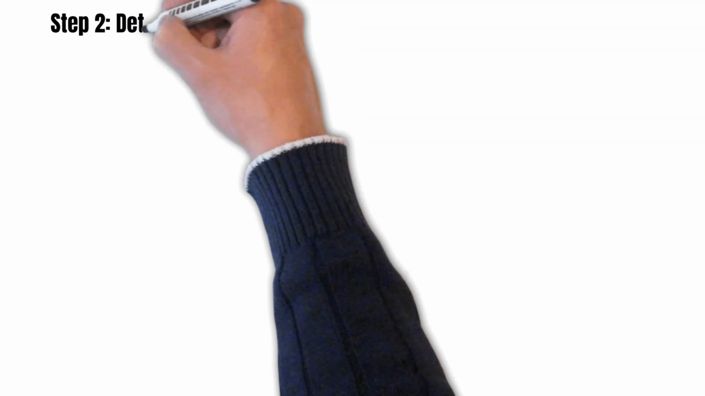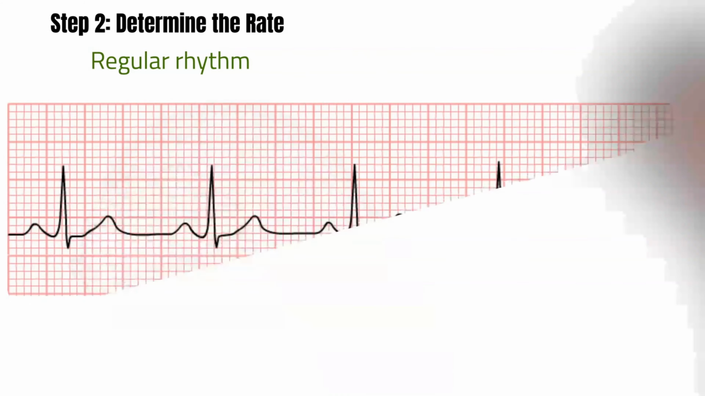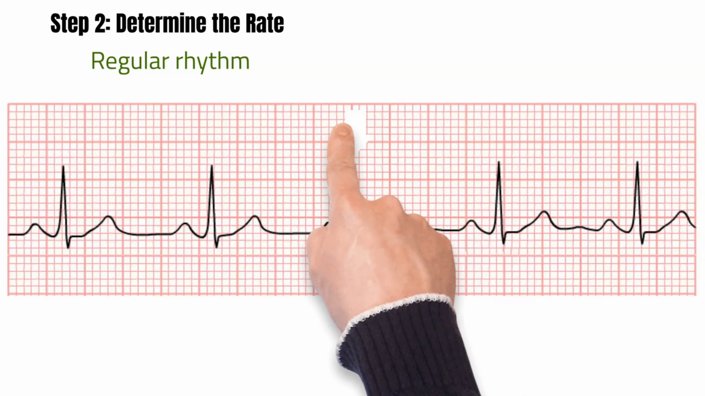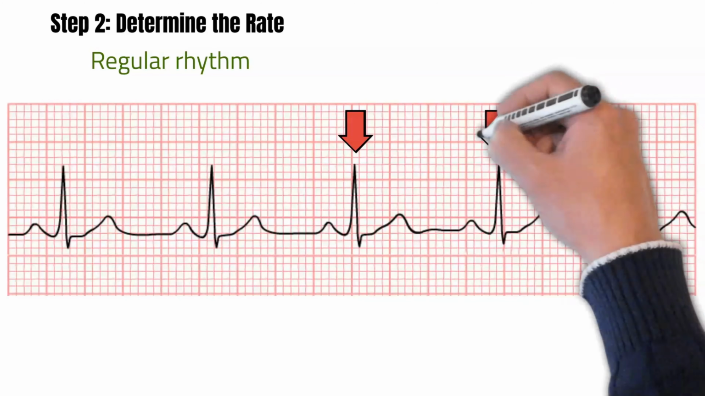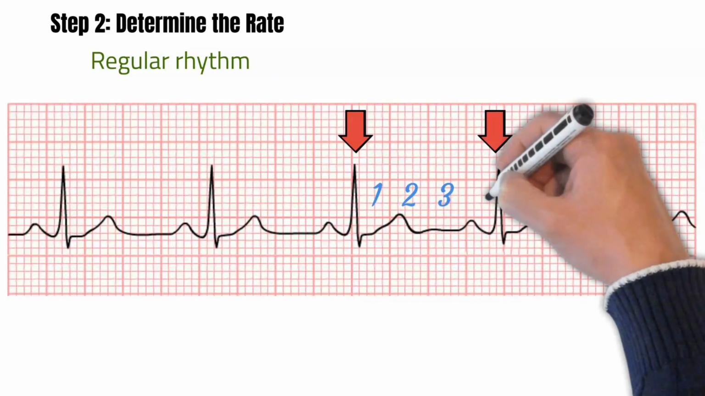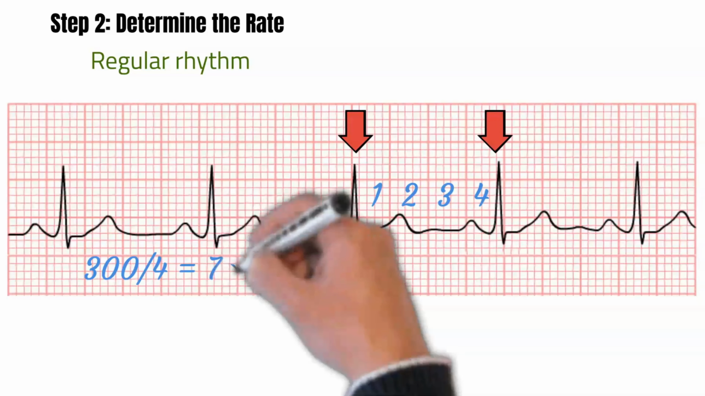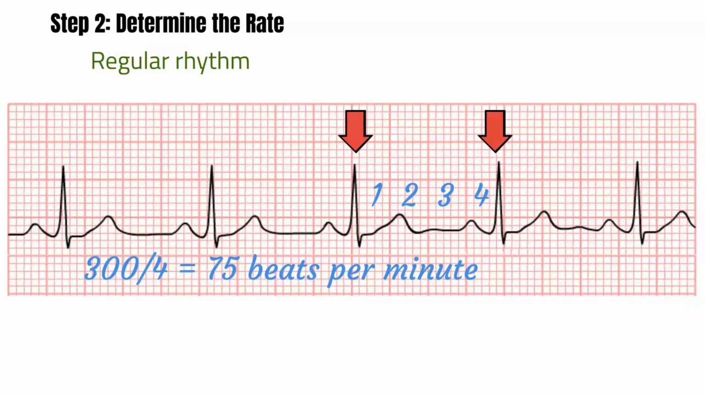Alright, the next step is to determine the rate. If the rhythm is regular, count the number of large boxes between two R waves. For example, in this regular sinus rhythm, there are 4 large boxes within the RR interval, or between the two R waves. Then use that number of boxes to divide 300. So 300 divided by 4 is equal to 75. Therefore, the heart rate is 75 beats per minute.